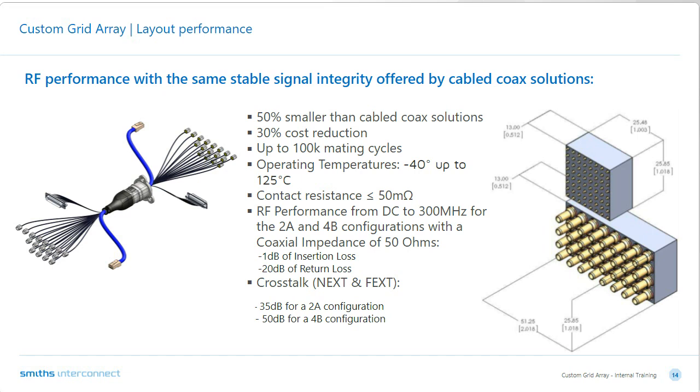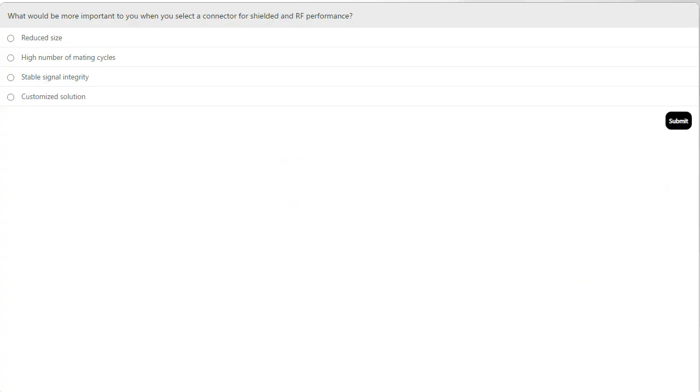So for all of our attendees, we do have another polling question. So the second polling question, we would love your feedback. As always, your feedback is important to us. So this is asking, what would be more important to you when you select a connector for shielded or RF performance? The options that you can choose from are as follows: the reduced size, a high number of mating cycles, stable signal integrity, or a customized solution.